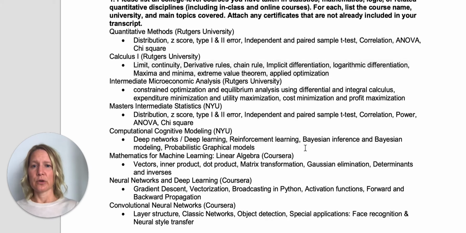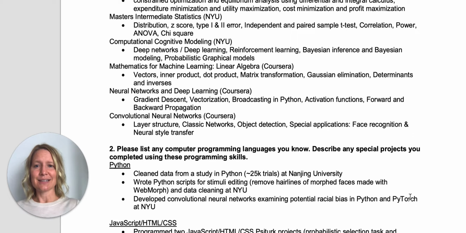Within their master's program at New York University, you can see some other courses, description of other courses and the types of techniques they had experience with. And then also this person was describing some of the courses that they've done online on their own, including from Coursera. And these gave familiarity with linear algebra, neural networks and deep learning, and other forms of neural network analysis. And again, these weren't in the context of formal training at a university, but were also really important for preparing this person for their PhD studies.